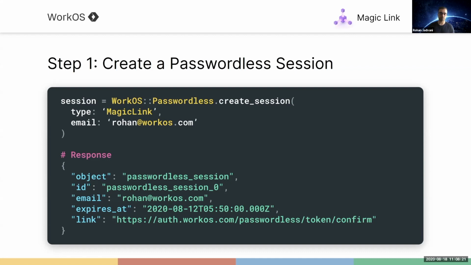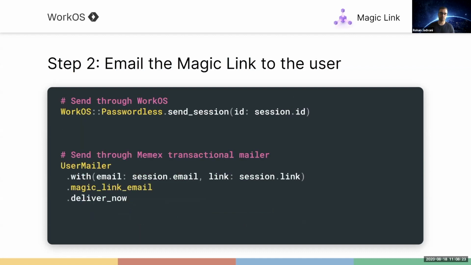The next step is to email the magic link over to the user. And in this step, you have two options. Let's say you're starting out development, or maybe you haven't built out a mailer client yet, or you just want to test something out really quickly. WorkOS offers a really easy one-line way to send the magic link for you.